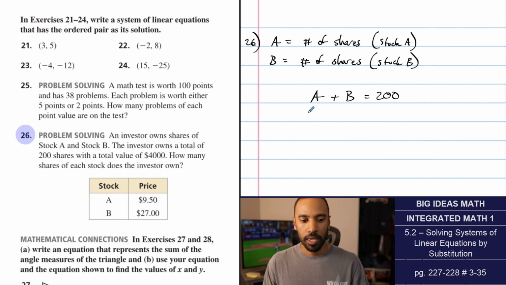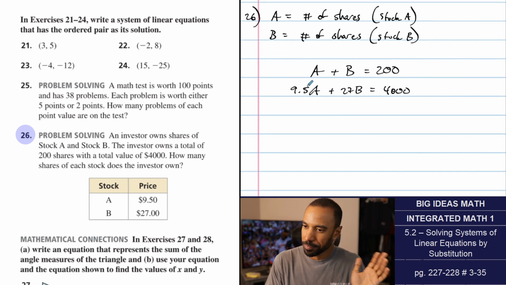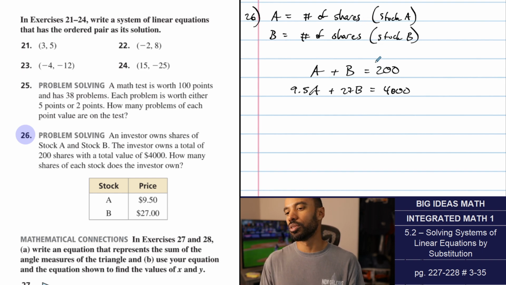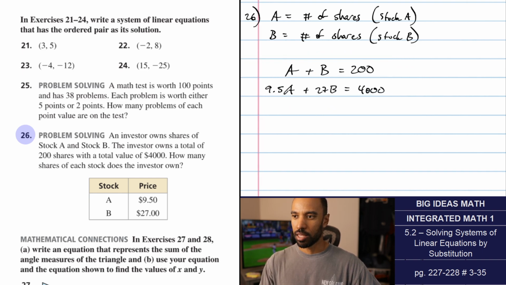And their value: 9.5 per share times the number of shares, plus 27 per share times the number of shares here is 4,000. This is one of those times where I almost feel I don't want to work with a decimal very long. That's okay, we'll do that. Let's not deal with the decimal right now if we don't have to, though. So let's solve for B in the top equation by subtracting A. B is 200 minus A.